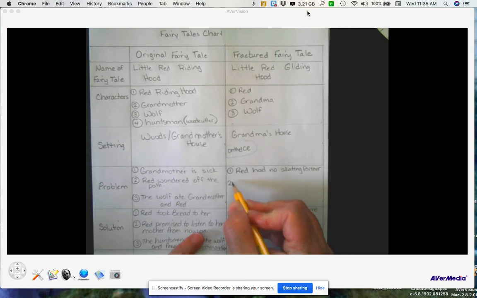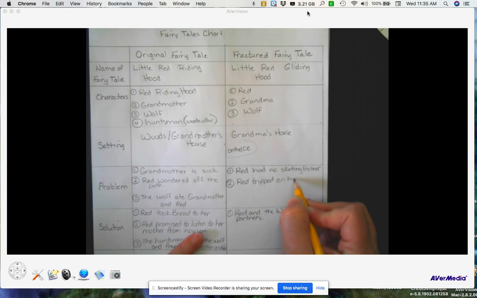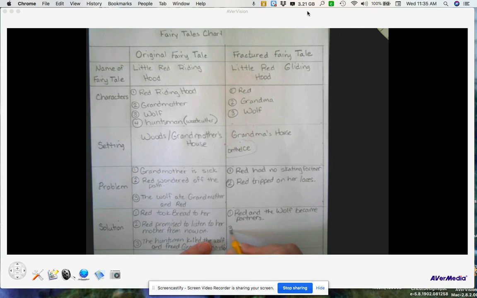What's the second problem I saw was that, well, when she was running from the wolf, what did Red do? She tripped on her laces. All right. What was the solution? How did that, whoops, this should be 2. How did that end up? The wolf caught her, right?